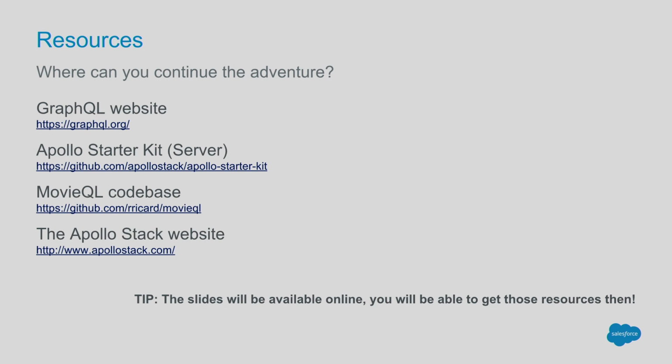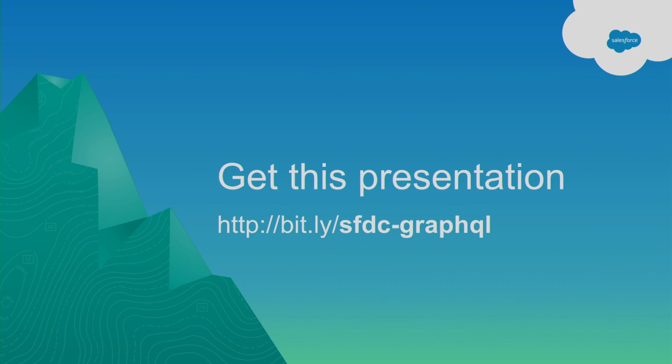So those resources are really important. We made the slides available online, so you don't have to take notes. But you should start by going to the GraphQL website. It's been redone recently, and it's really well explained. Apollo Starter Kit is a good boilerplate to start with creating some GraphQL servers. And as well, you can take a look at what we did with MovieQL. And Apollo has also really good docs. You should also, if you're interested, check it out. So the presentation is available at this address if you want to get it. We're going to come back to this slide later.